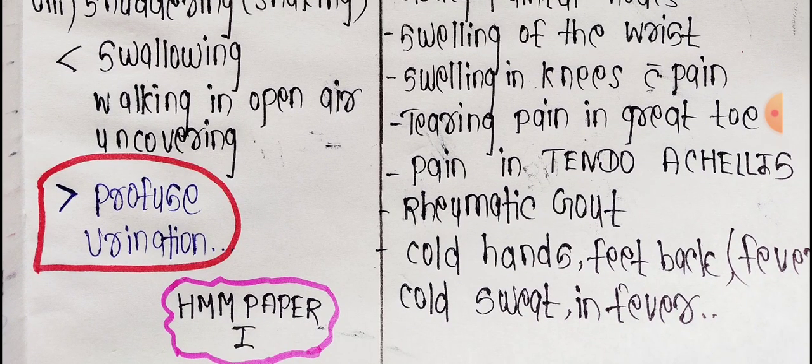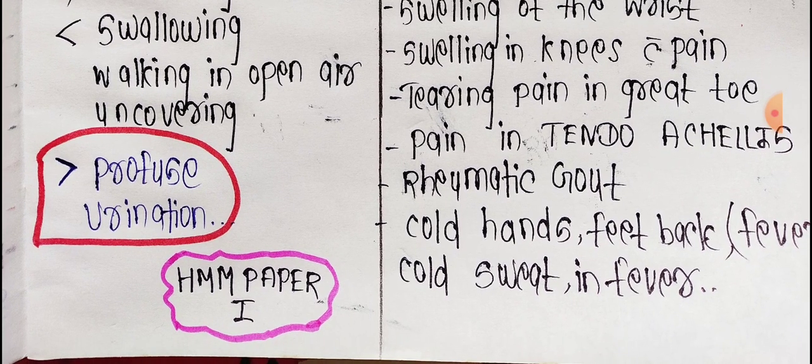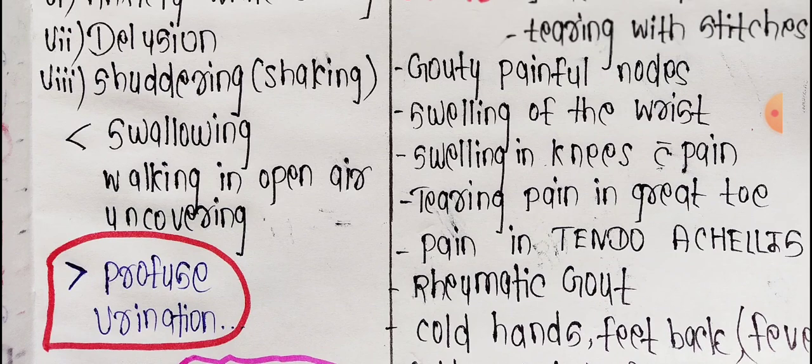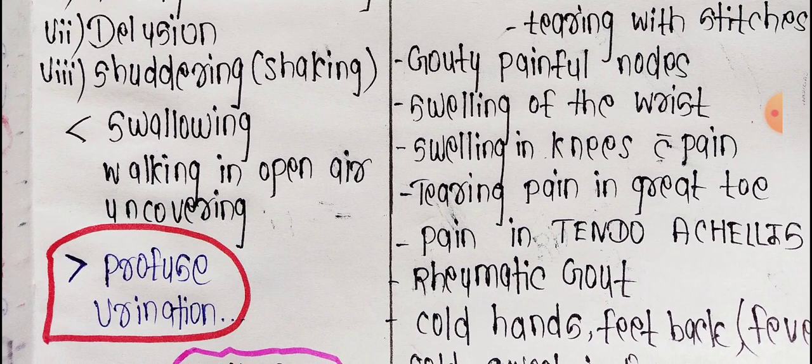Gout is associated with rheumatism or autoimmune diseases. Then cold hands, means the patient's hands are cold, feet are also cold, back is also cold, and especially in a fever there is a coldness. Then cold sweat in fever. So these are the symptoms about gout of benzoic acid.